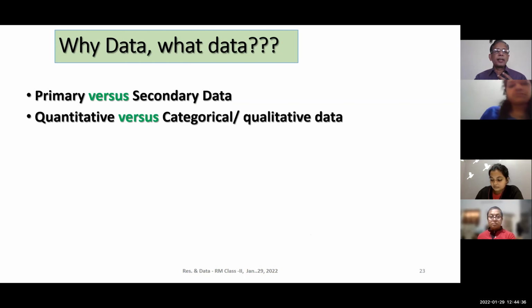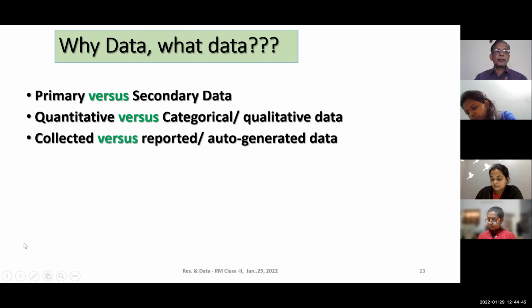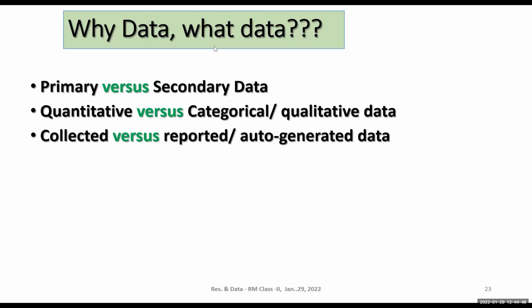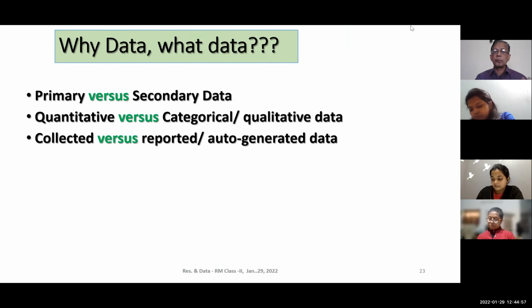From another angle, data can be classified as quantitative versus qualitative. Okay, this we have already discussed. Next, it could be collected versus reported. It is reported to you automatically, or auto-generated. For example, in a mall or departmental store or Big Bazaar, at the end of the day it is automatically reported how much of different items were sold, what the inventory is, and how much you should order before you open the shop tomorrow. So it's auto-generated, and you take a call.